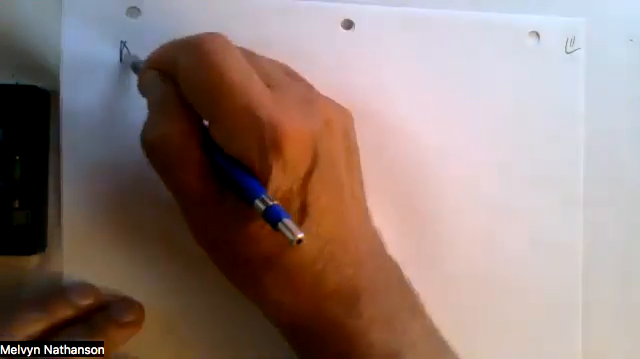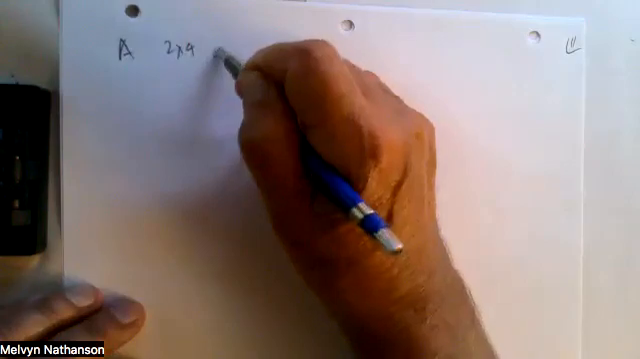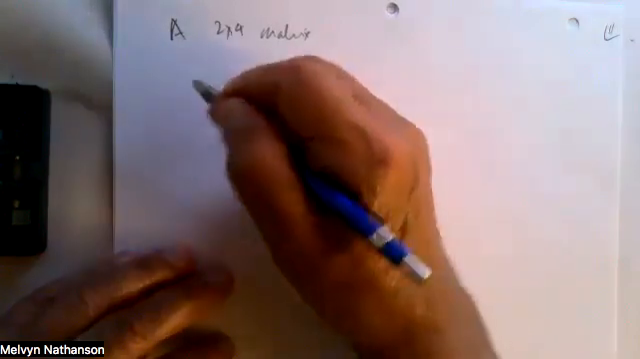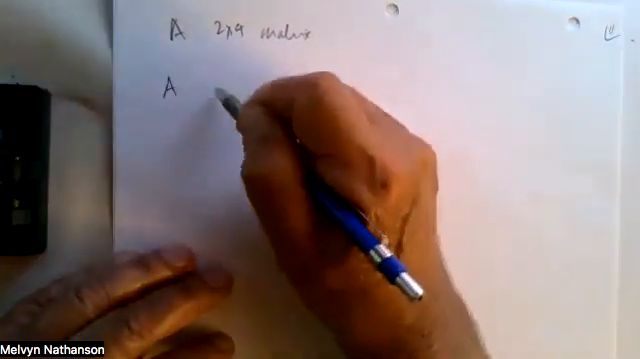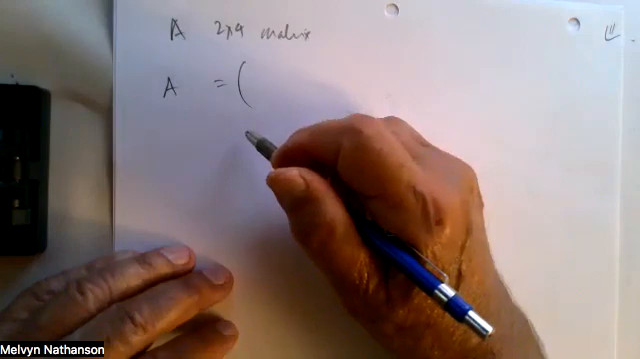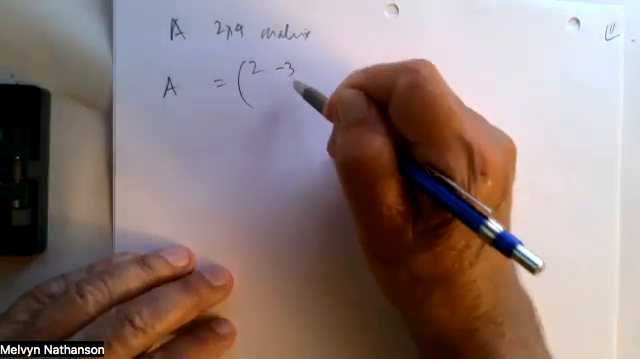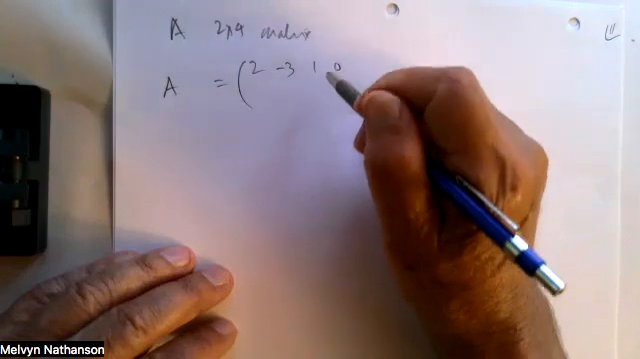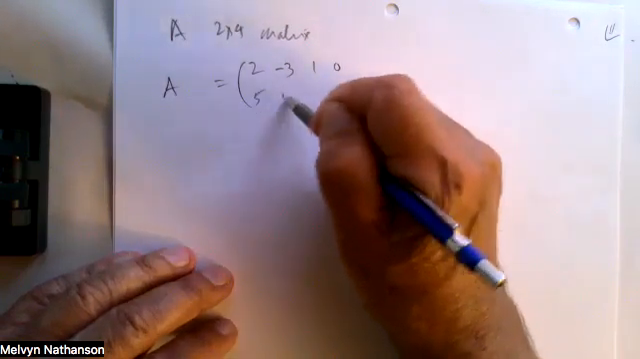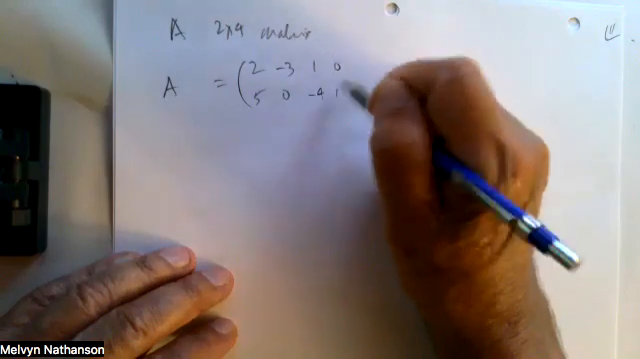Let's look at a more complicated example. I'm also taking this directly from the text, so it's easy to check. Suppose A is a 2 by 4 matrix, 2 rows, 4 columns. Let's say A is the matrix 2, minus 3, 1, 0, 5, 0, minus 4, 1.